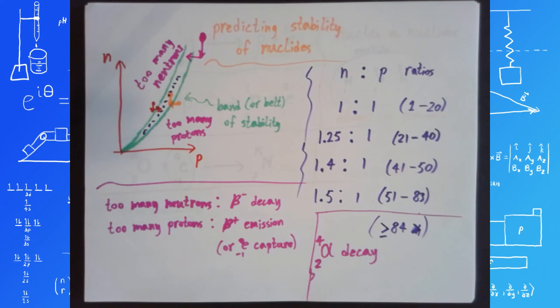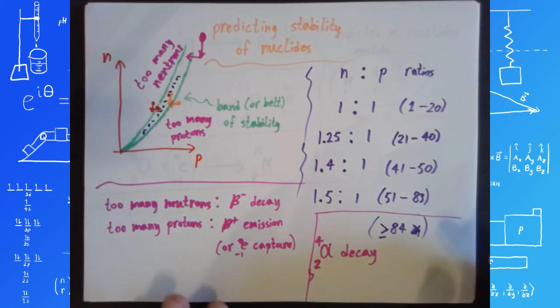So yeah, that's predicting stability of nuclides, and then based on that, predicting what kind of decay they would undergo, if they need to decay at all. Oh, right. Another thing, well, two other things that are worth noting for predicting stability.